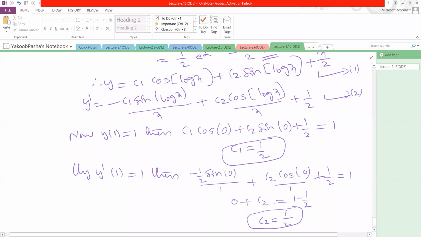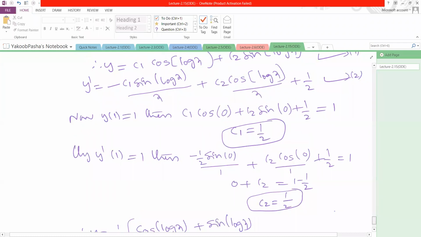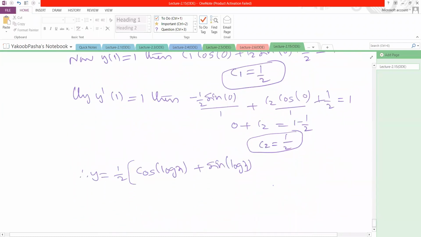Now substitute C1 and C2 values in equation number 1. Then we get y is equal to 1 by 2, taking 1 by 2 outside, cos log x plus sin log x. Here the particular integral term x by 2 also has 1 by 2 outside, so x remains. Okay, this is the y of x value.